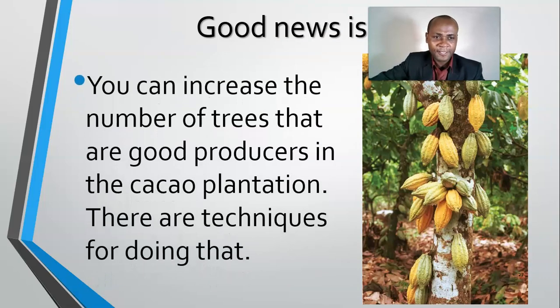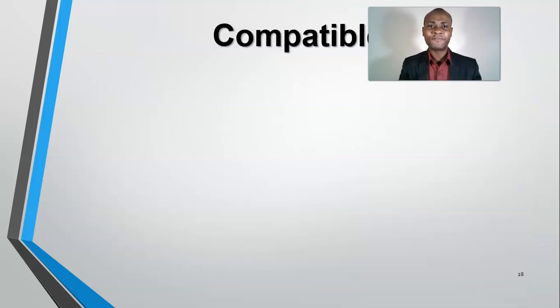Okay, so this is the good news. You can increase the yield of the number of trees that are good producers in the cacao plantation. Okay, so that's why we are teaching you the techniques to do that. So let's assume that you have only 30, 100 good trees. We are teaching you how to turn most of the trees into good producing trees so that you don't have to worry about whether you are going to have enough yield on your farm or not.